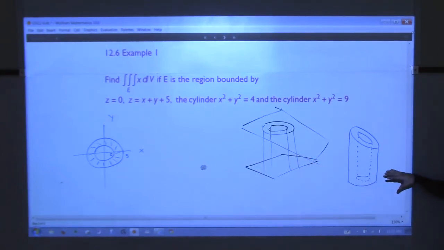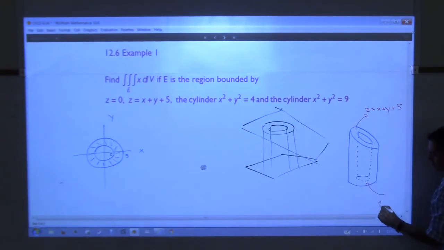Now we just need to take a look at this solid. Do you have a top surface and a bottom surface? Yes. What's the top surface? What's the thing that's cutting your solid off on the top? z equals x plus y plus 5. What's cutting off this thing on the bottom? z equals 0.